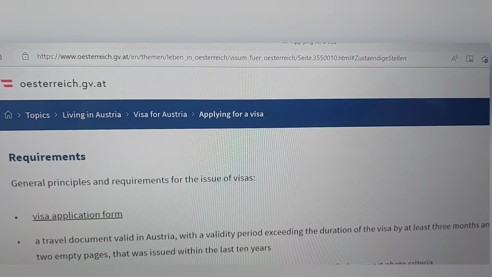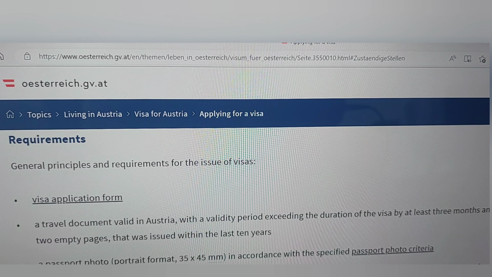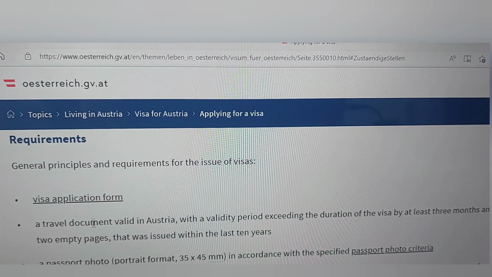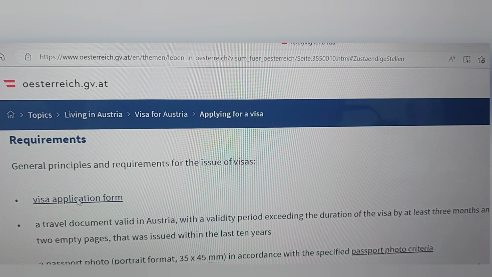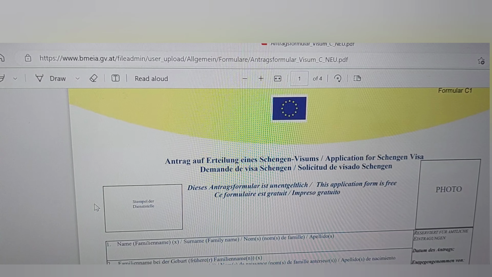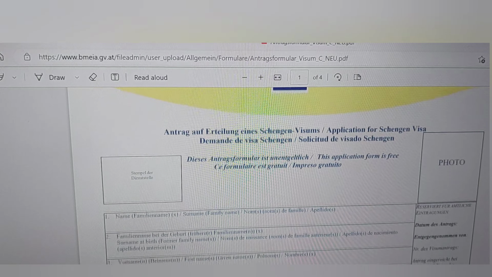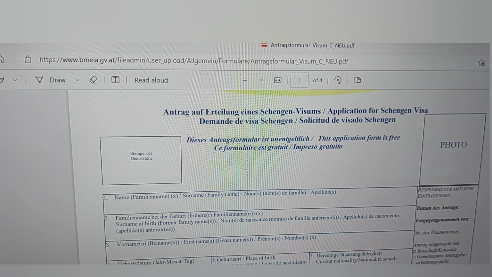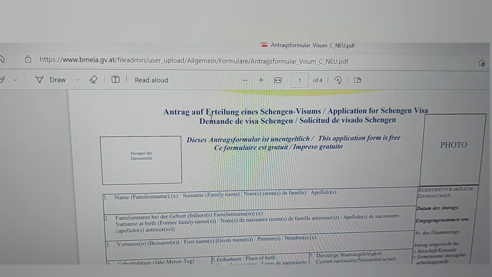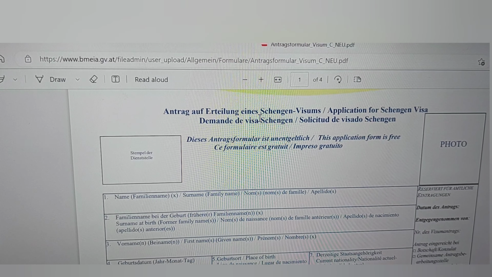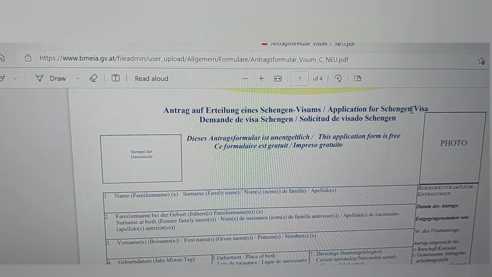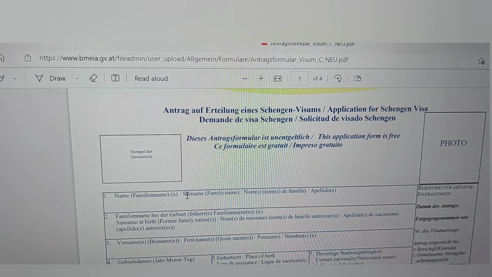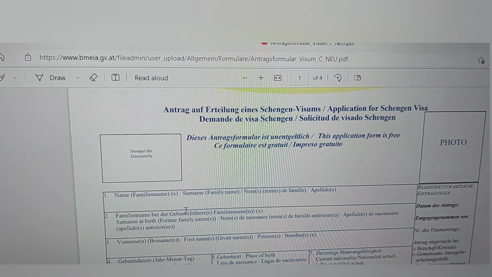So we're going to the requirements. What are the requirements and documents needed for this visa? The first one is the visa application form. I'm going to open it for you guys to see. Did you guys see that? This is the application form. As you can see, Antrag auf Erteilung eines Schengen Visums, Application for Schengen visa. You can see name, all these things you need to fill in. Let's go back.